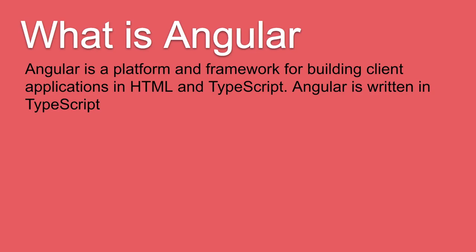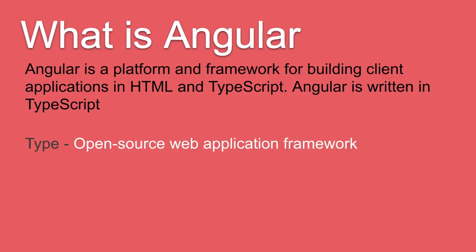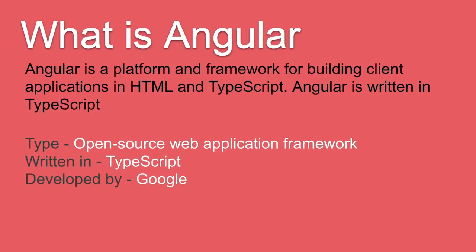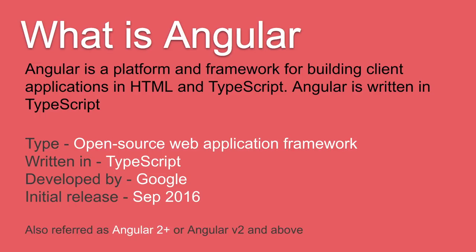So Angular 1 is AngularJS, and when we talk about Angular, this is written in TypeScript and again it is a framework for building client-side web applications. It is again open source and written in TypeScript, developed by Google, and the initial release was 2016, and it is also referred to as Angular 2 Plus or Angular version 2 and above.